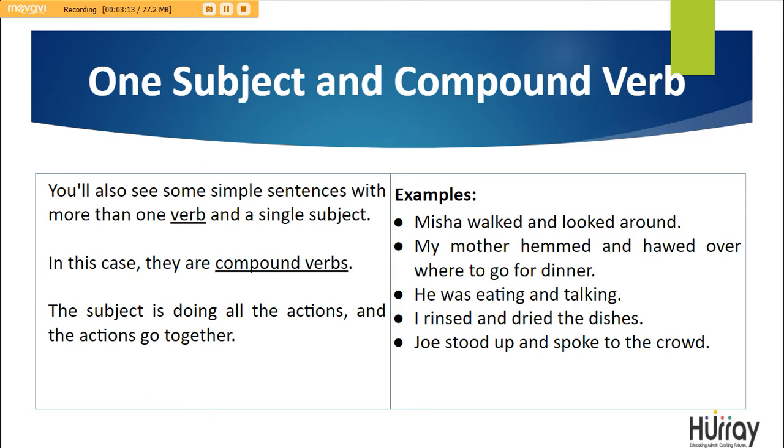Here, Misha is a single subject, but she is doing two actions, walking and looking around, which makes them compound verbs, since they are joined with the conjunction and. The next one, my mother, which is again a single subject, is followed by hemmed and hawed over where to go for dinner. So hemmed and hawed are your compound verbs.